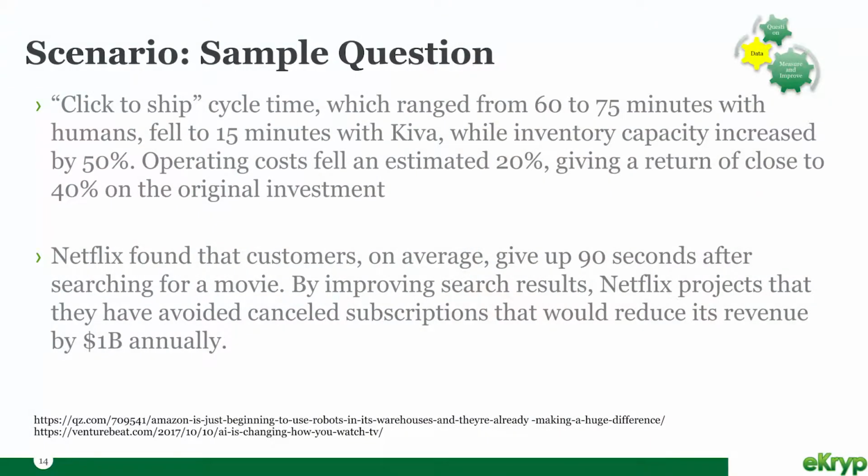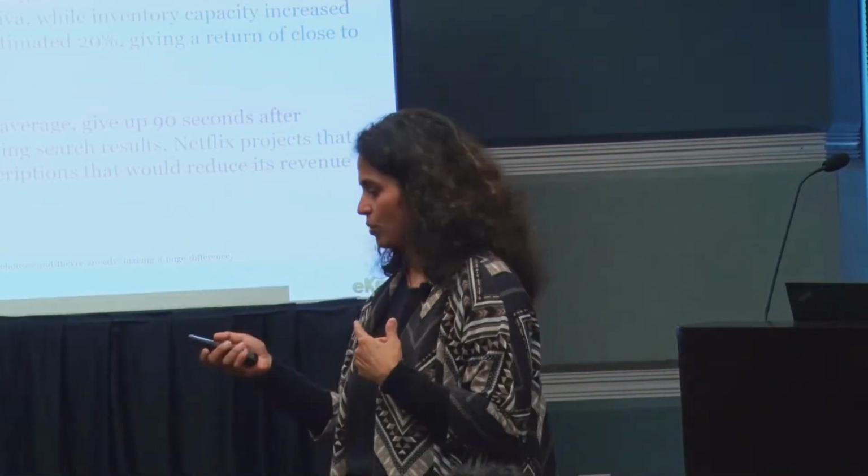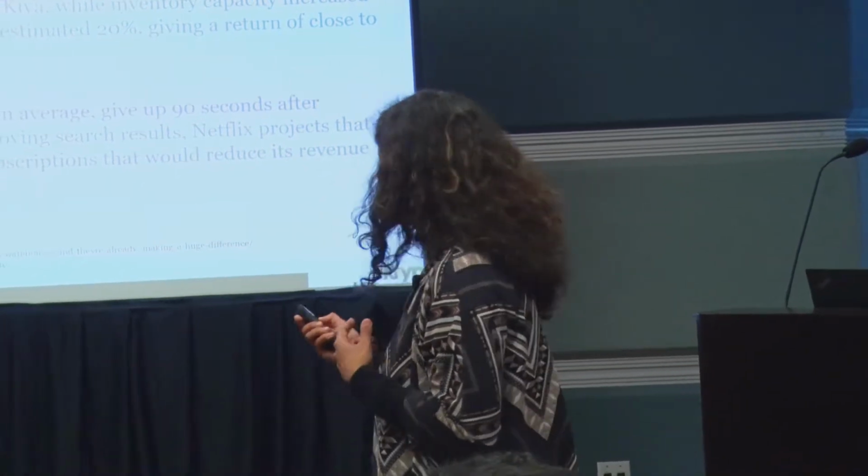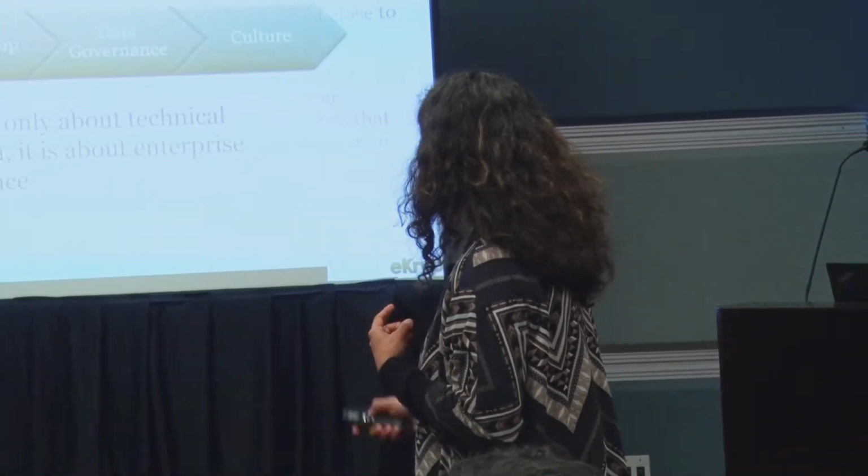Kiva, click-to-ship time was reduced. Again, it's a fabulous example, because after Amazon acquired Kiva, it took 2 years for them to recognize the value out of Kiva, but it's just unbelievable value. They got back the cost that they paid to Kiva right off the bat. This is a way to measure ROI within projects. So I would highly suggest taking a look at these two use cases.